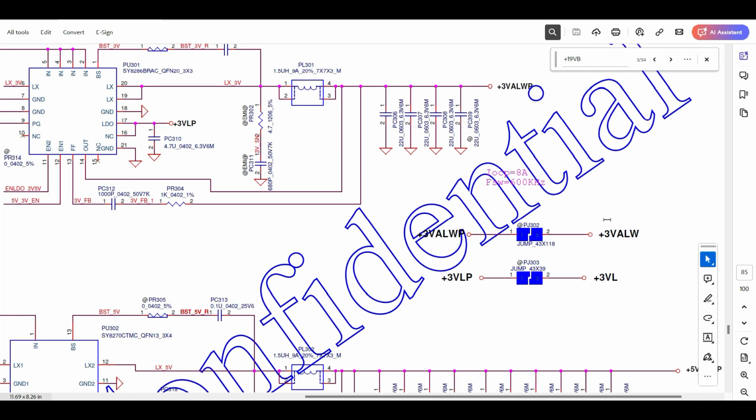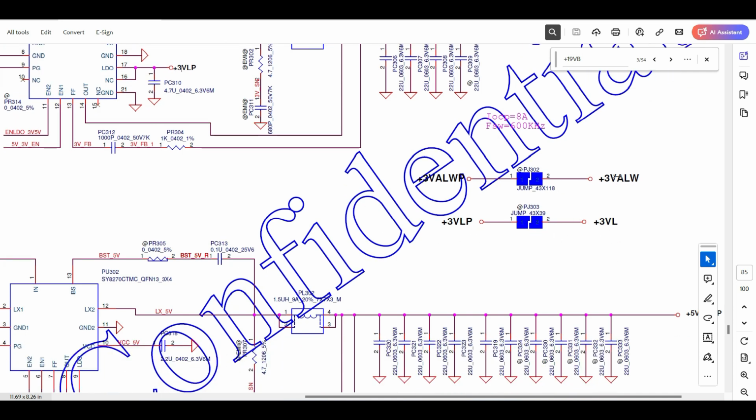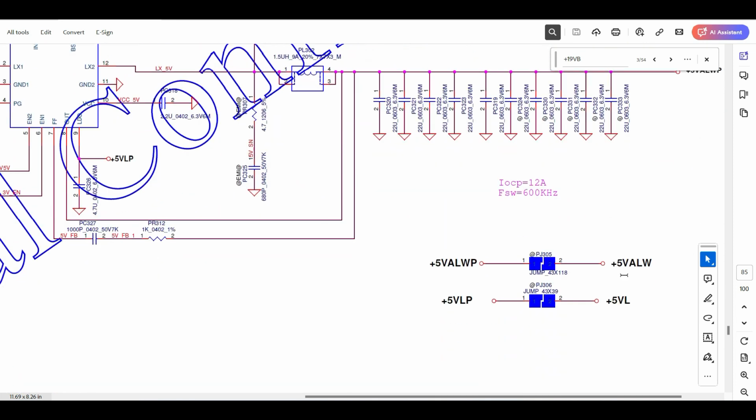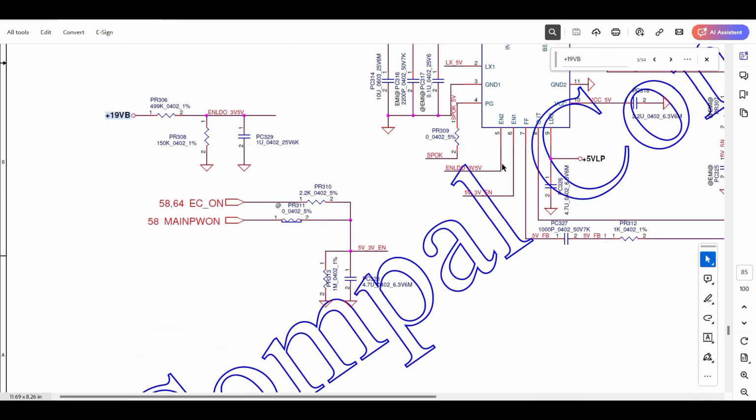That P will be converted to always. Here 3 VLP is converted to 3 VL. Now what voltages did we get? We got 3 volts always and 3 volts VLP, and here also 5 volts always and 5 volts VL. These are the main voltages.